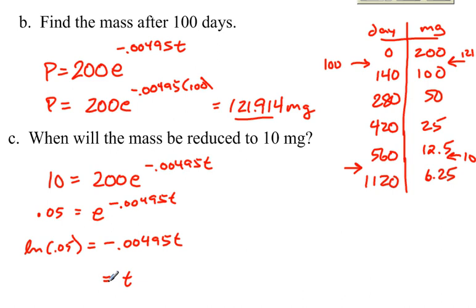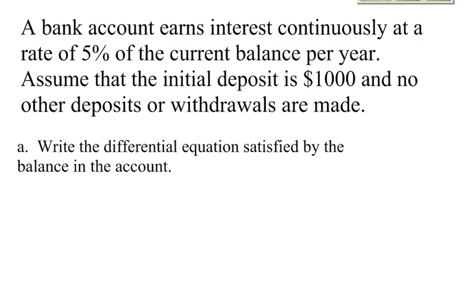140. That doesn't look good. Ah, I see my problem. I entered in 0.5 instead of 0.05. Let me try that again. There we go. 605. That looks a lot better. 605 is my time. If I don't round it, it's 605.198. But so about 605 days, which fits right in there. So that's good. All right, we can do the same thing with our bank account problem.